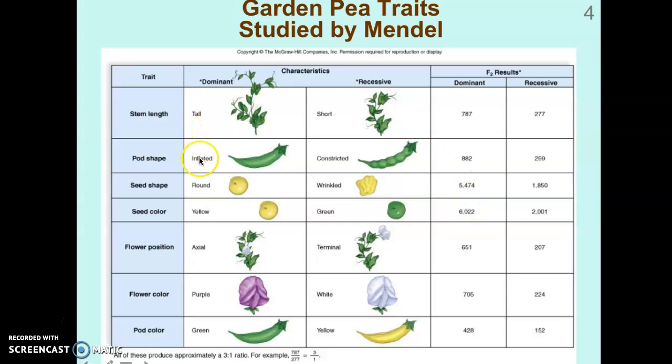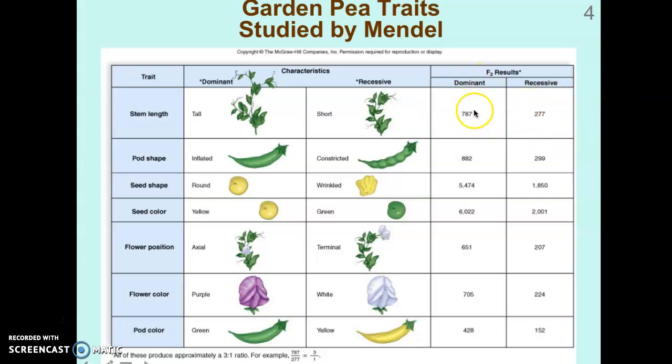Once he was done with that, he looked at the pod color too: a green pod versus a yellow pod. Again, the numbers were different. Then he looked at the position of the flower and the color of the flower. What he started to notice was that there was a large ratio. And if you calculated this out, what he ended up finding was that there was always a 3-to-1 ratio.